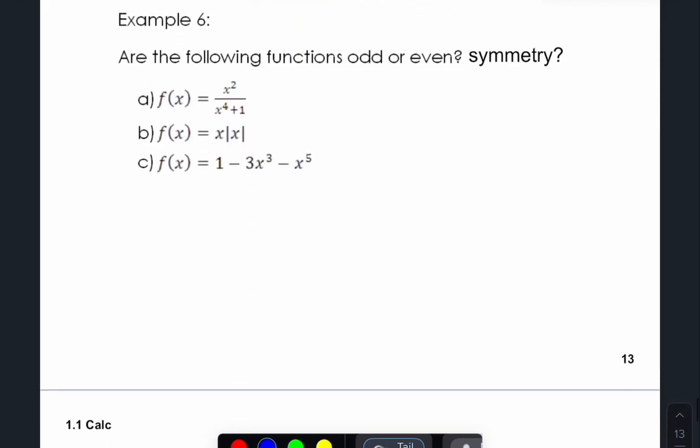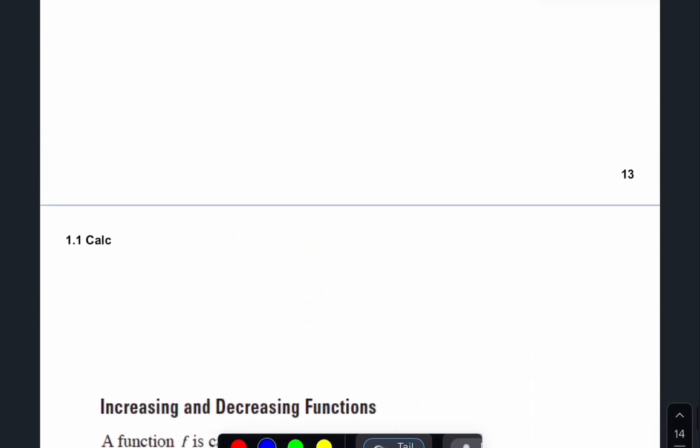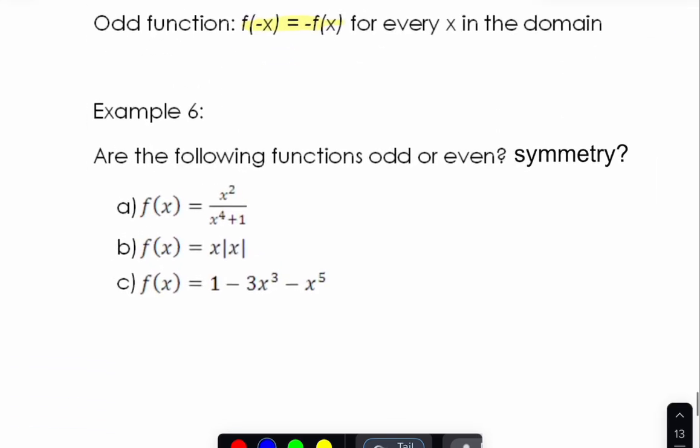Okay, so let's do some examples. There's a lot of stuff they've shoved into this first lesson. What time's our bell ring? Pretty soon? Okay, so let's finish these three and then we'll continue this tomorrow and then we'll work on some homework. Okay, so 6a, it says, are the following functions odd or even and what's the symmetry?